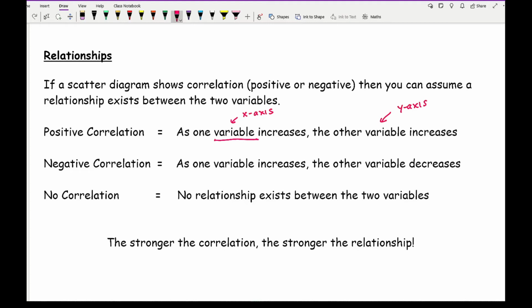Now, if you find that your scatter diagram has got no correlation, so the points are all over the place, then no relationship exists between the two variables. Now again, the stronger the correlation, the stronger the relationship. So although a graph may show positive correlation, if it's weak positive correlation, then there is a kind of relationship, but again, it's not something that you would bet your money on or bet your mortgage on. Although you may be too young if you're watching this video to have a mortgage, but you never know.